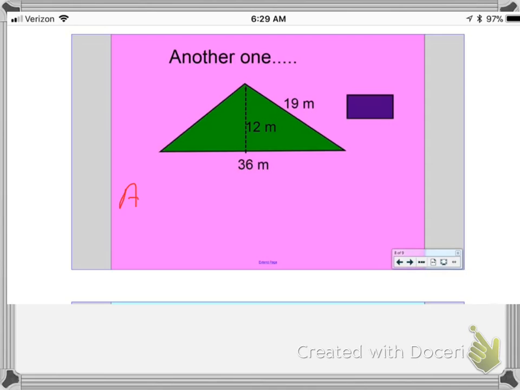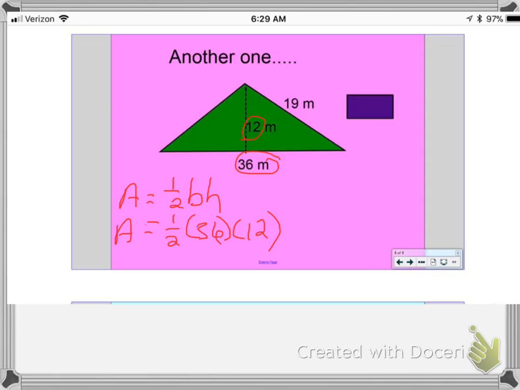Let's look at another one here. First line is my formula, 1/2 base times height. Then I'm going to substitute in my base, which is right here, 36. My height is right here at 12. So now from here I have 3 options. I could find half of 36 and multiply that by 12. I could find half of 12 and multiply that by 36. I could multiply 36 by 12 and then find half of that.